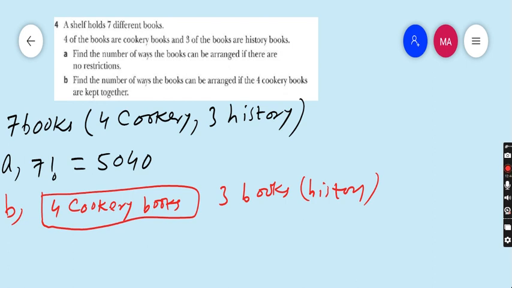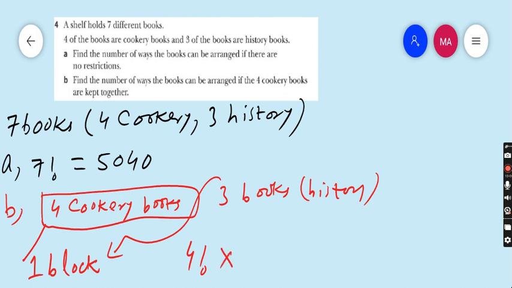See this. These 4 cookery books make one block. So these 3 history books along with one block makes 4 factorial. Multiply by these 4 cookery books, which can also arrange itself. So these 4 cookery books arrangement is 4 factorial.